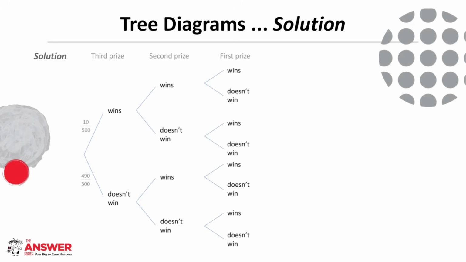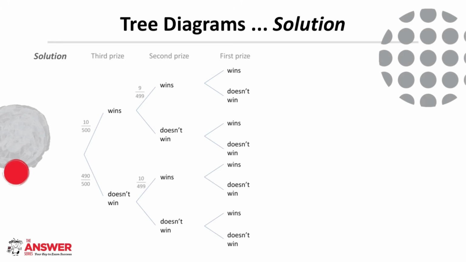When they then move on to drawing for second prize, there are now only 499 tickets left in total to select from. If Zia did win third prize, then she will have 9 tickets left in the draw, and so the probability of her winning second prize is 9 over 499. If she didn't win third prize, 10 of the tickets would still be hers, and so the probability of her winning the second prize would then be 10 over 499.